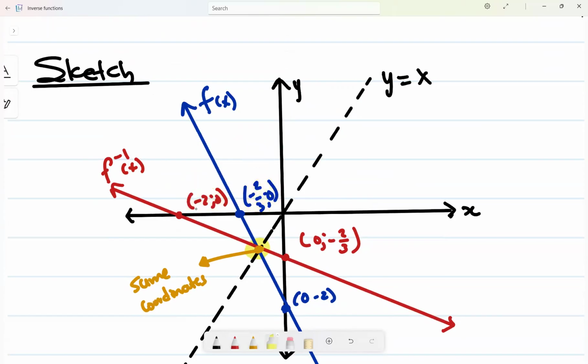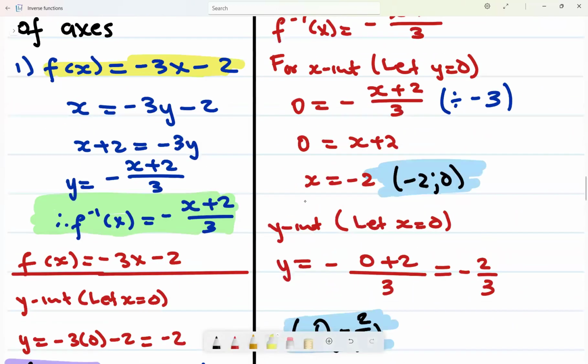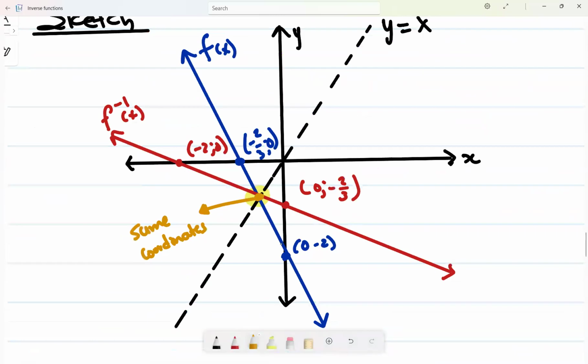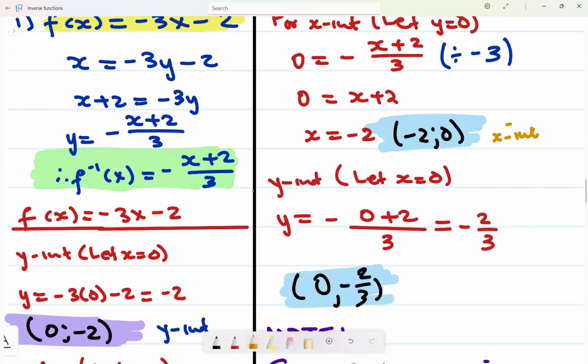The x-intercept is (-2, 0). Can you see -2 and 0? Yes, this is the x-intercept. The y-intercept, where is it? It is (0, -2/3). Yes, that is the y-intercept.